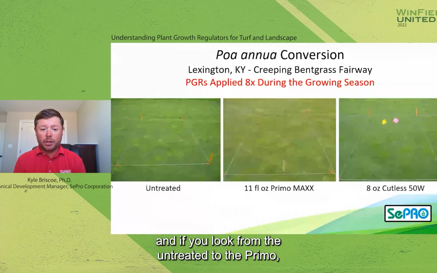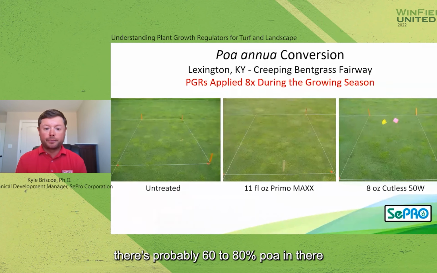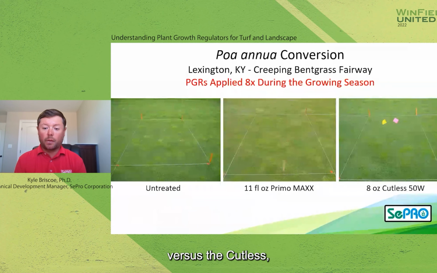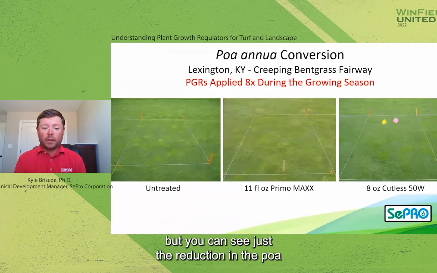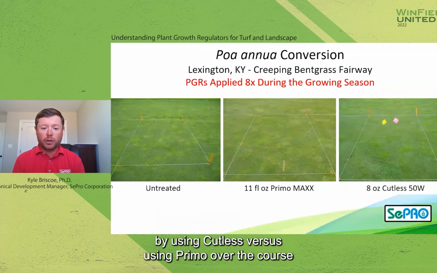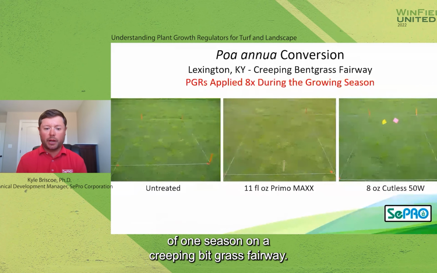And if you look from the untreated to the Primo, there's probably 60 to 80% POA in there versus the Cutlass, which is probably 20 to 30%. And it's a fairly aggressive Cutlass program here, but you can see just the reduction in the POA by using Cutlass versus using Primo over the course of one season on a creeping bentgrass fairway.